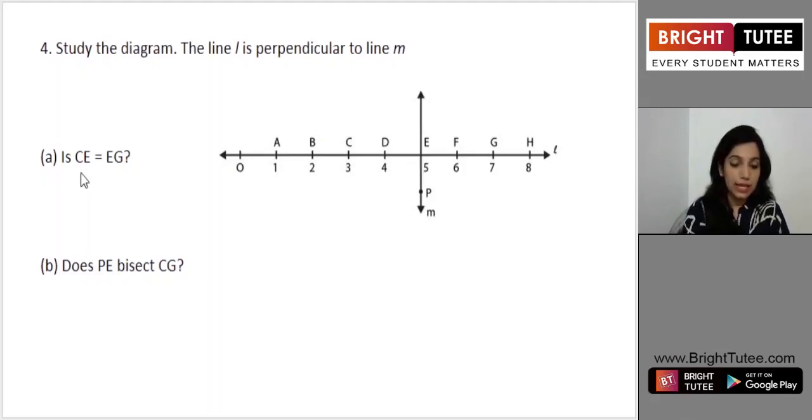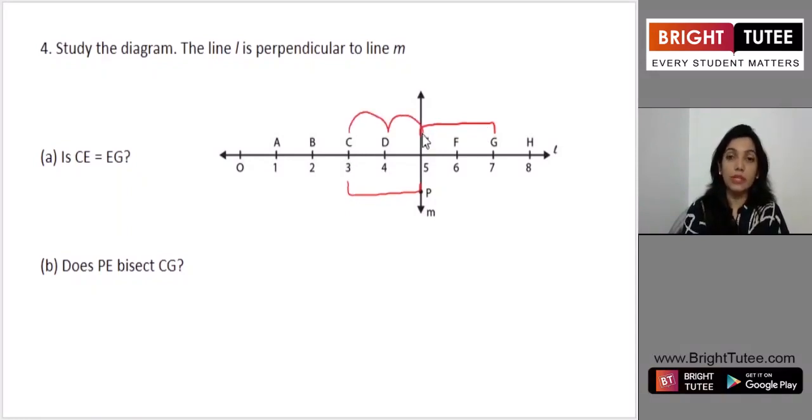It says is CE equal to EG. So let's find out where CE is. So we can see here this is CE, right? Is this equal to EG? Right. So check this by counting the squares, counting the spaces in between. So let's see the number of jumps we'll make in order to reach from C to E. So it's 1 and 2 jumps.